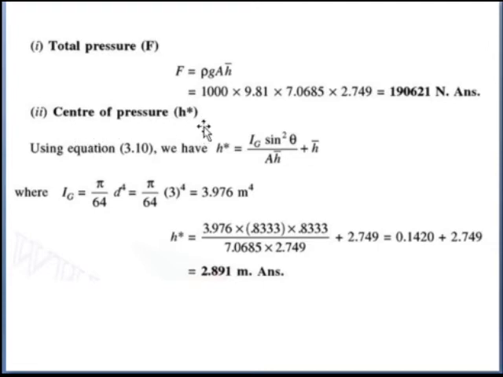Then we have to calculate the center of pressure. We know the formula already. For putting all the values in the formula, we first have to calculate the value of Ig. As it is a circular plate, the value of Ig is equal to pi by 64 d raised to 4. d here is 3 meter. Then we get the final value of Ig as 3.976. Then we get the final value of h star, that is the center of pressure, as 2.891 meter.